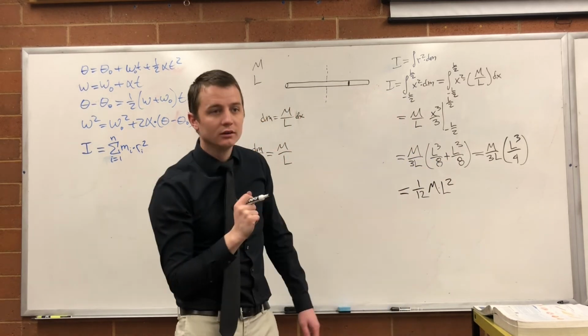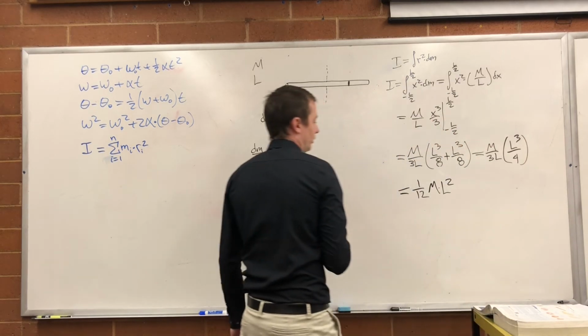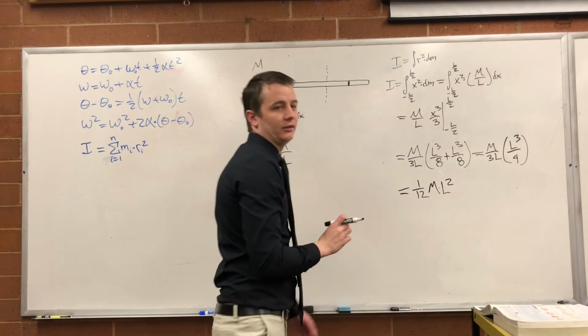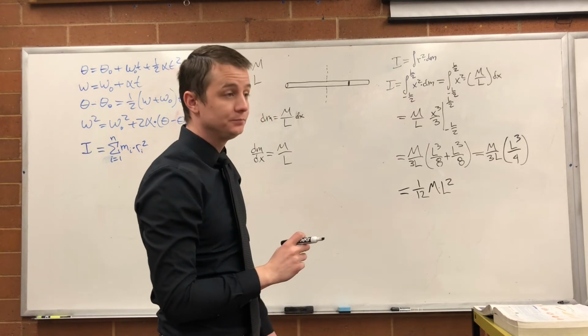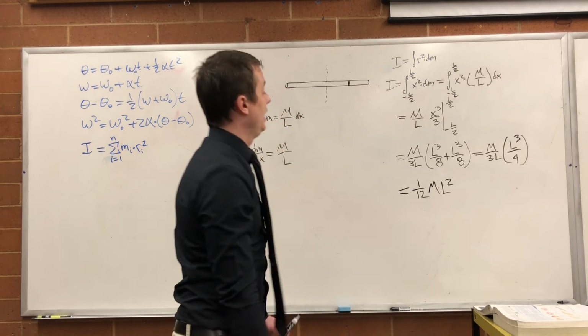Follow that? Yeah. And you look it up in your book. 1/12 m times L squared. Okay, we did it right. Go us. Alright.